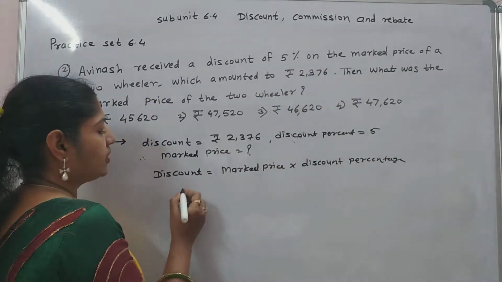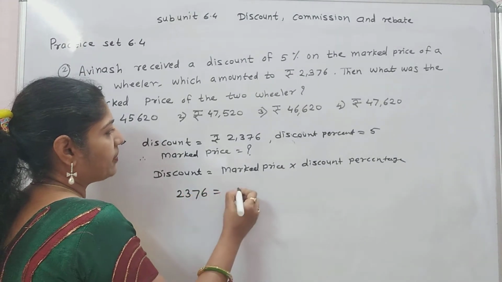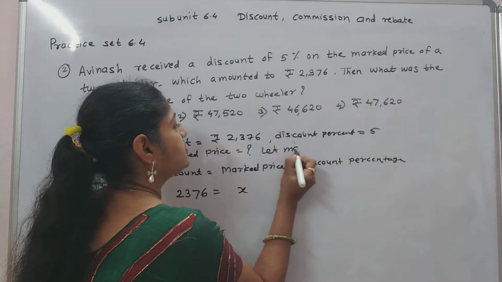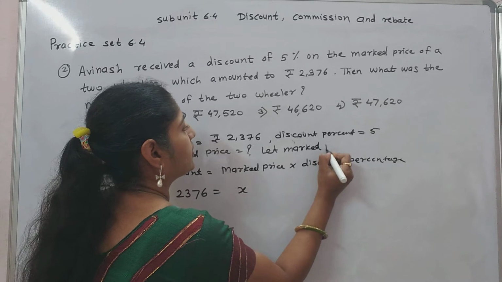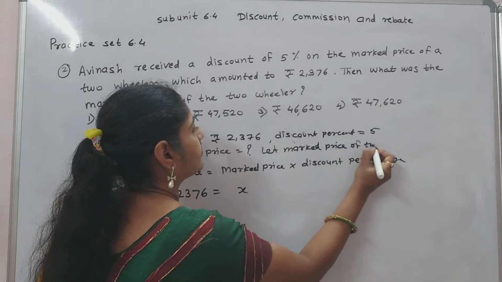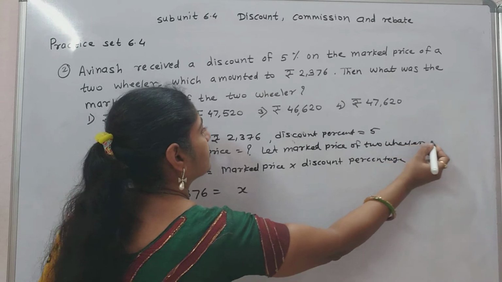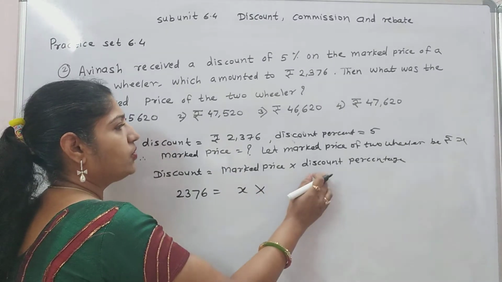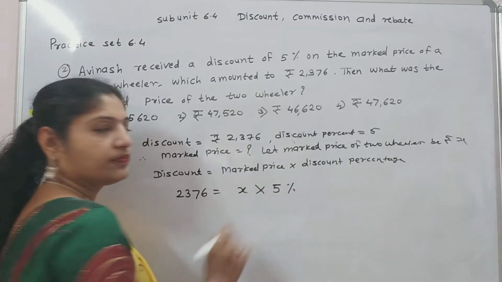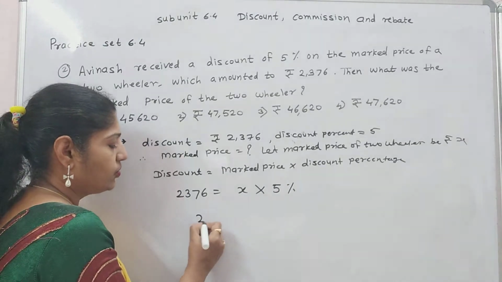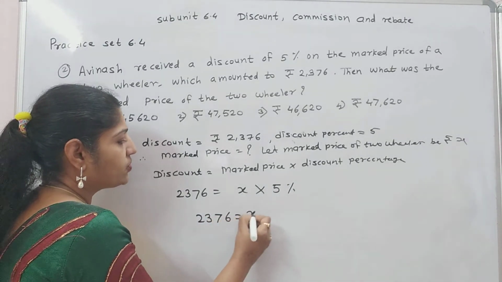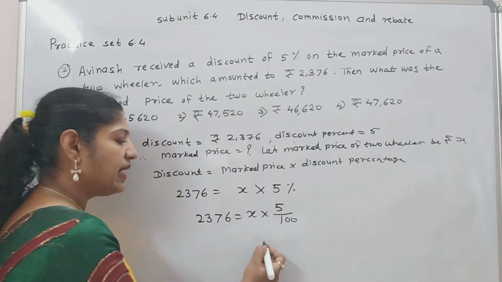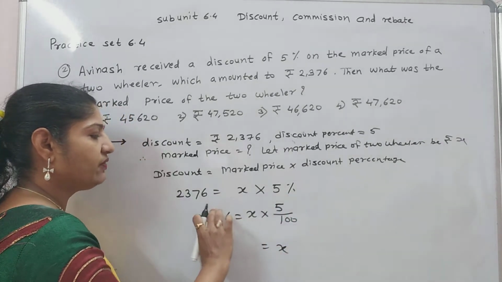You know the discount is given, 2,376. Let mark price of the two-wheeler be rupees X. So mark price X into discount percentage 5%. Now solve this. 2,376 equals X into 5% means 5 upon 100. Find the value of X. This goes to the left hand side.